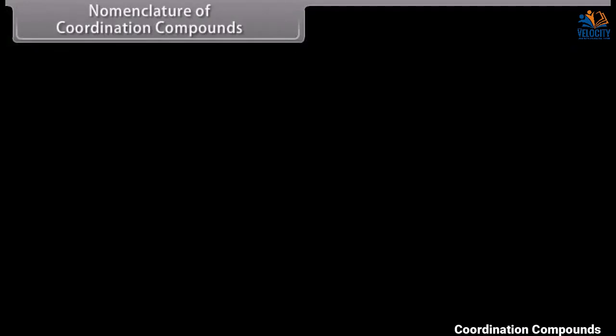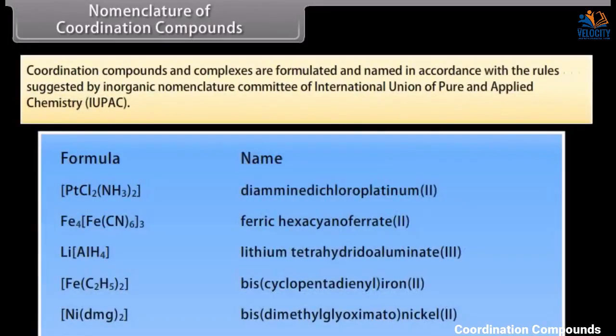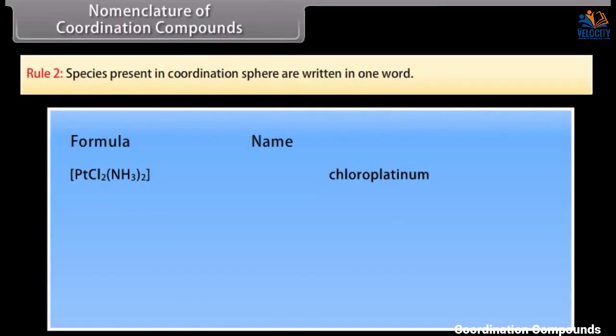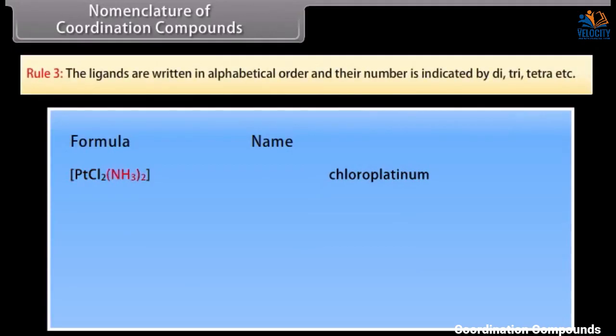Nomenclature of coordination compounds. Coordination compounds and complexes are formulated and named in accordance with the rules suggested by the Inorganic Nomenclature Committee of the International Union of Pure and Applied Chemistry. Rule 1. Cation is named first, followed by anion. Rule 2. Species present in coordination sphere are written in one word. Rule 3. The ligands are written in alphabetical order and their number is indicated by di, tri, tetra, etc.